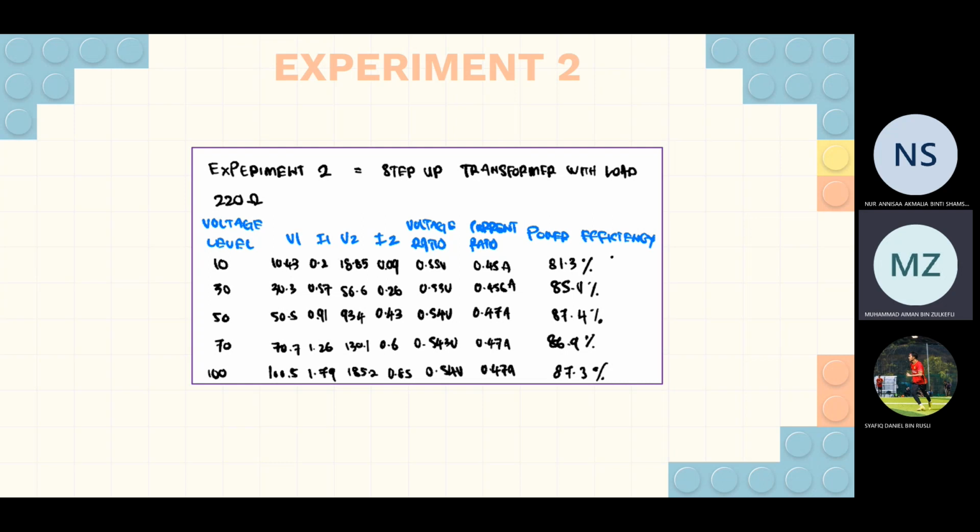For the voltage level 100, V1 we get 100.5, I1 1.79, V2 185.2, I2 0.85, and voltage ratio 0.54, current ratio 0.47, and the power efficiency 87.3.